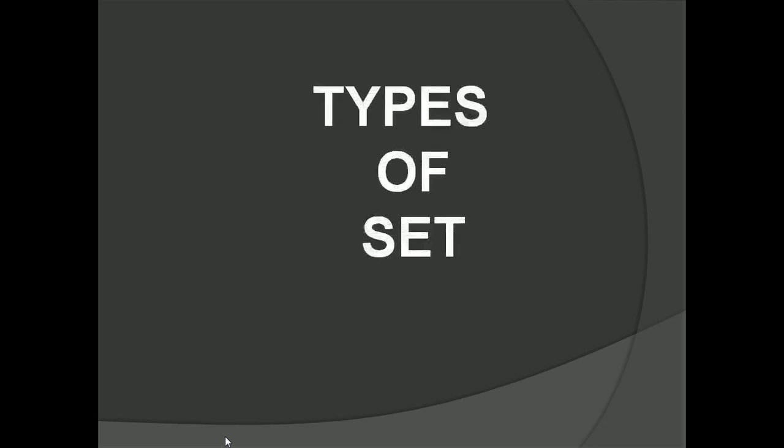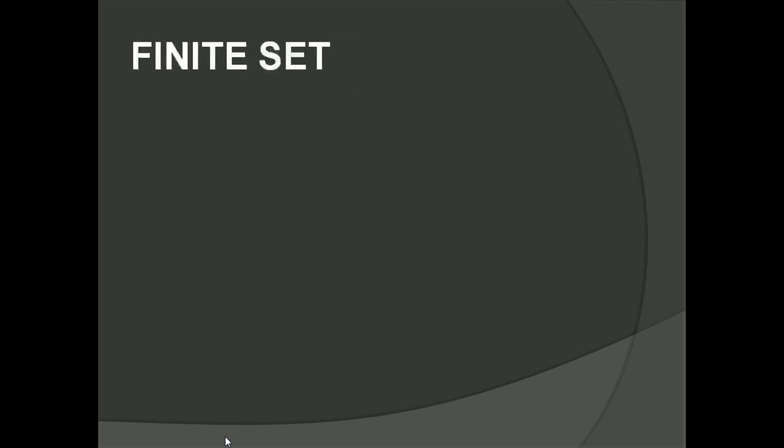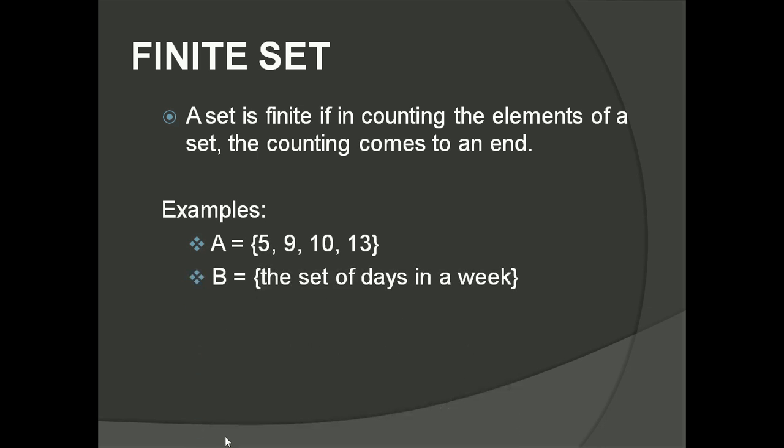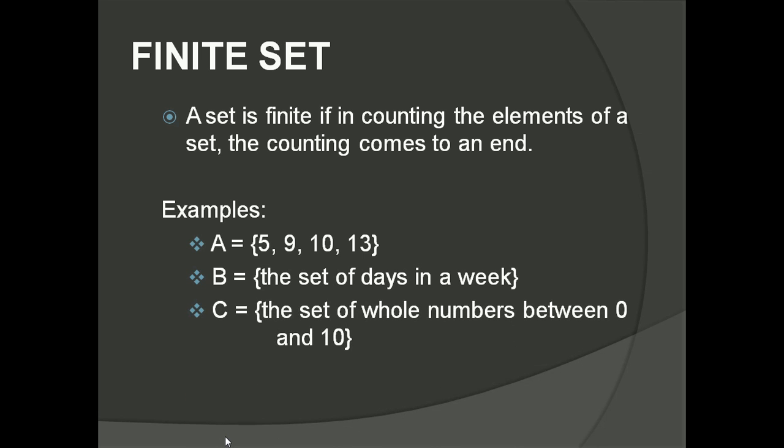Now let's proceed to the types of sets. First type of set is the finite set. A set is finite if in counting the elements of the set, the counting comes to an end. For example, A has elements 5, 9, 10, and 15. B, a set of days in a week. And C, a set of whole numbers between 0 and 10.